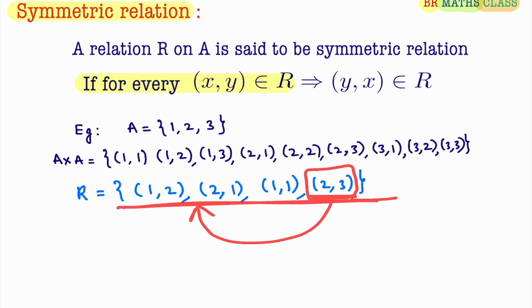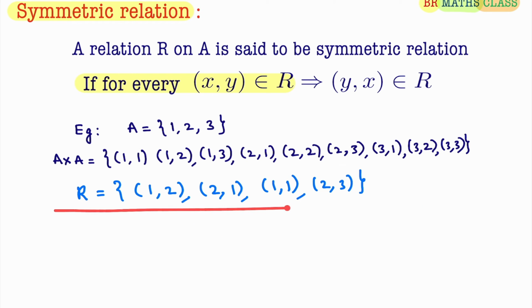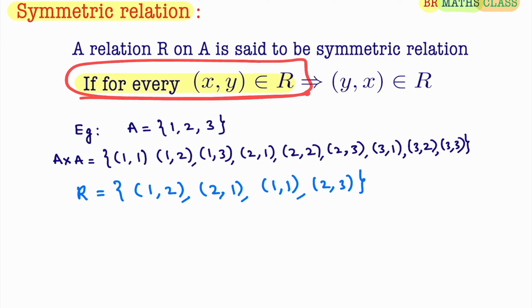(3, 2) is not there in this. So this relation is not symmetric. When it is symmetric, for every ordered pair (x, y) in the relation, (y, x) also must be present in this relation. Then only we say that this relation is a symmetric relation.